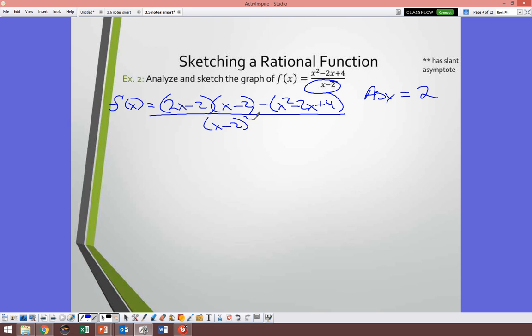All right, so clean up. Can we make the 4 negative just to help us out? Nah. All right, go ahead and FOIL this one. You get 2x squared minus 6x plus 4, minus x squared plus 2x minus 4, all over. I missed that part.